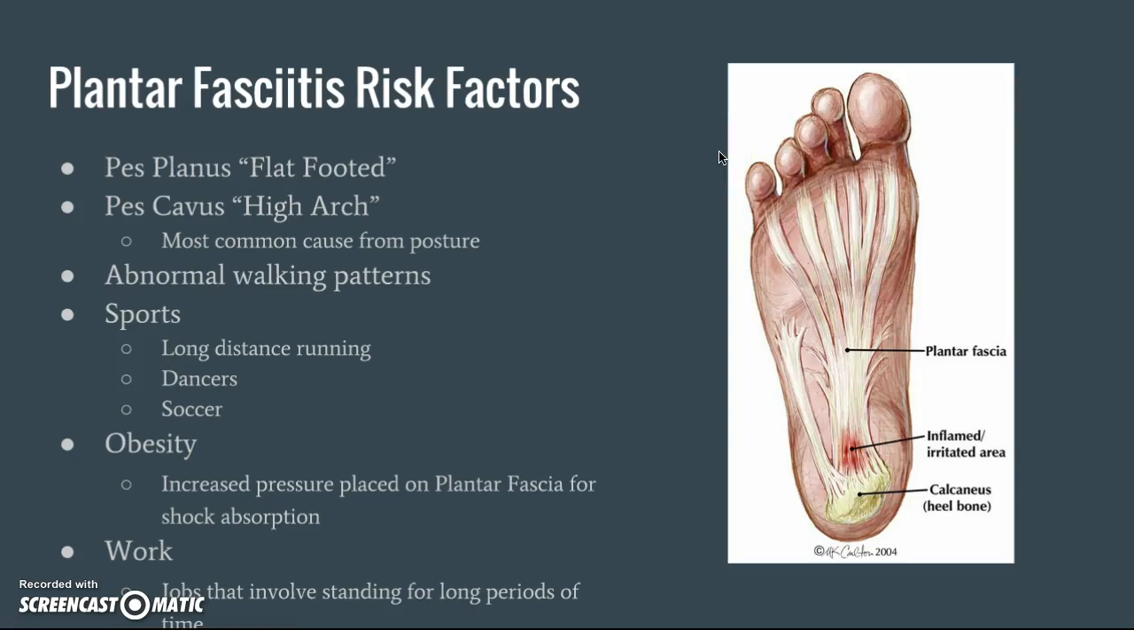Some of the risk factors for plantar fasciitis are pes planus, which is also known as flat-footed, and pes cavus, which is the most common posture form that causes plantar fasciitis. Abnormal walking patterns, if you have an abnormal gait, can cause plantar fasciitis. The plantar fascia is really used for shock absorption in the foot, so anytime you disrupt that shock absorption, you might feel pain in the plantar fascia.